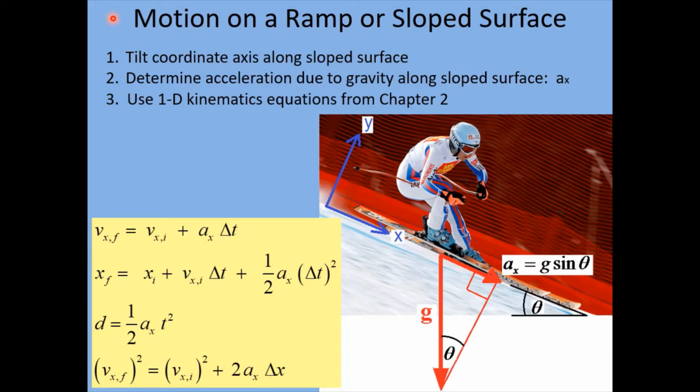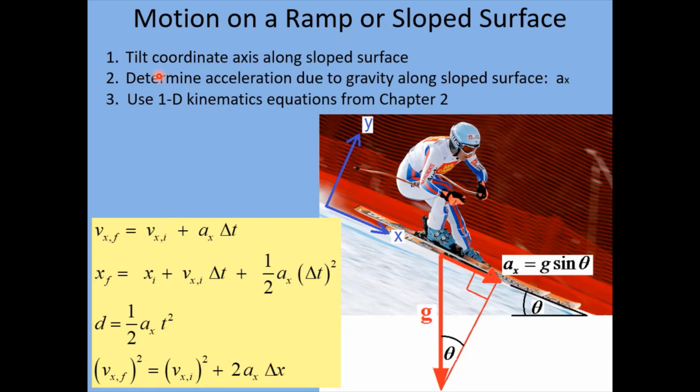So for motion on a ramped or sloped surface, the way we're going to analyze this is by using a little trick. We normally orient our x and y axes with the x-axis pointing horizontal and the y-axis pointing vertical. What we're going to do here is tilt our coordinate axes along the sloped surface. So our x direction is going to point up or down the slope, depending on the angle of this hill or ramp. And then, of course, the y-axis is perpendicular, or at 90 degrees, to the x-axis, so it's also going to be at an angle like this.